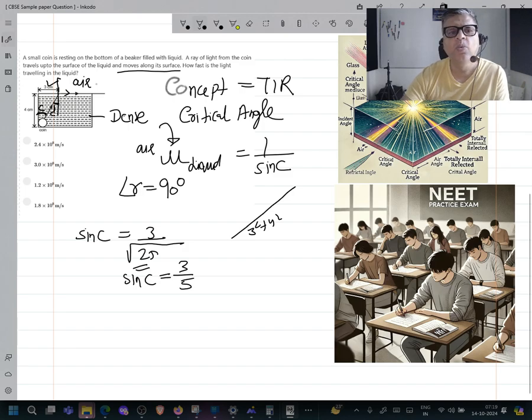The question is, what is the velocity of the light traveling in the liquid? It's a very, very indirect kind of question. The question starts with TIR, and then we reverse engineer and say it's critical angle. We find the critical angle using geometry, but the question is focusing on the speed of light. Now remember, the speed of light in a medium is given by the speed of light in vacuum divided by the refractive index of the medium in which it is traveling.